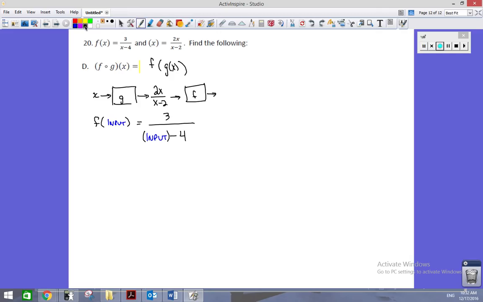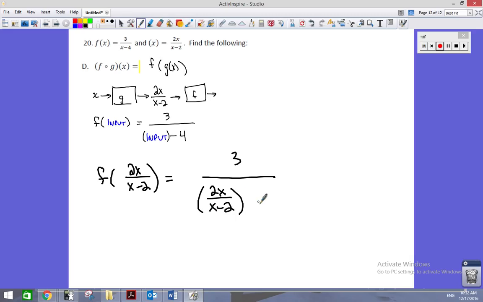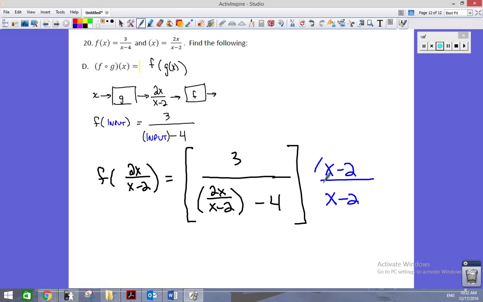For us, this input is this crazy 2x over x minus 2. So we've got 3, and inside here where it says input, we've got 2x over x minus 2. They would expect us to simplify a complex fraction. Again, we're going to use a technique of multiplying by the number 1. We're going to look at the fraction in the denominator, x minus 2, and I'm going to write the number 1 as x minus 2 over x minus 2.